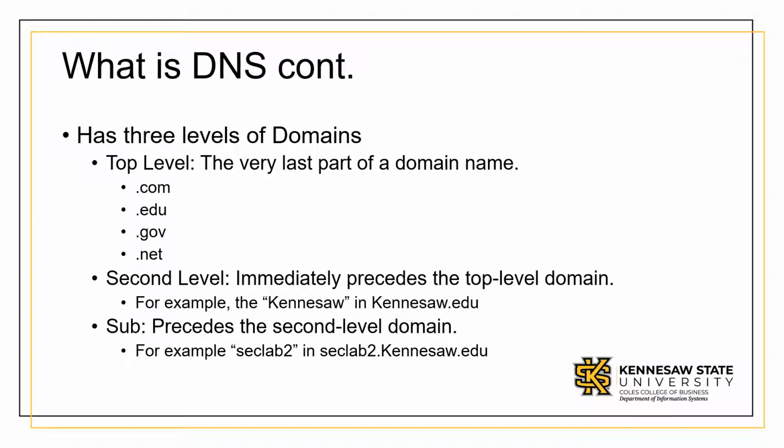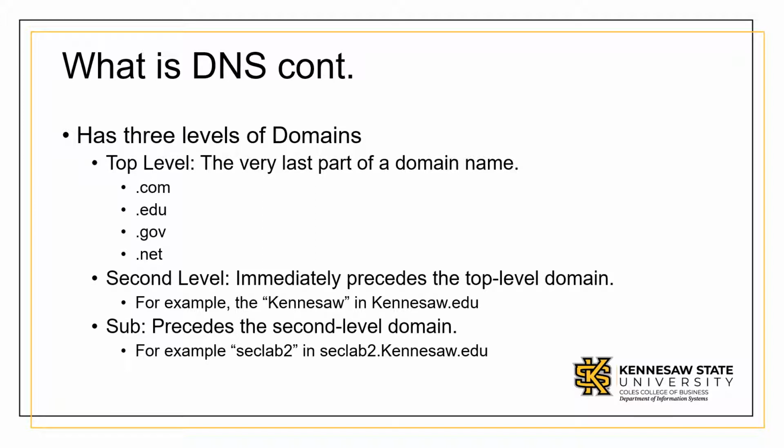Continuing on DNS, there are 3 levels to the domains in the Domain Name System. There's the top level, which is the very last part of the domain name. Examples of these are .com, .edu, .gov, .net, typically signifying what type of business or organization the domain is part of, such as governments or education.